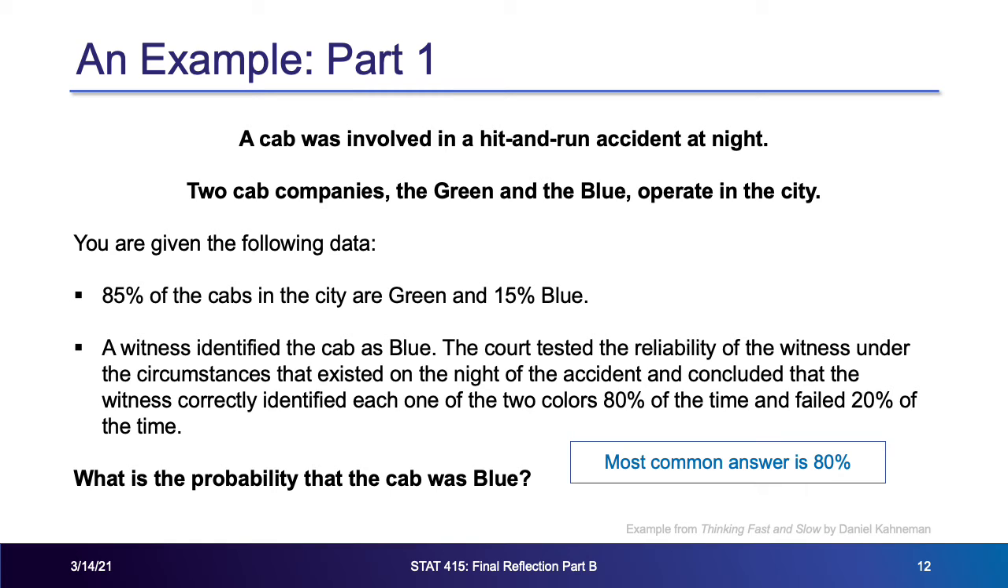But I guess to just point out that this 80% correlates to this information here, so how often the witness gets the identification correct. They basically ignored this data. So what would your answer be?